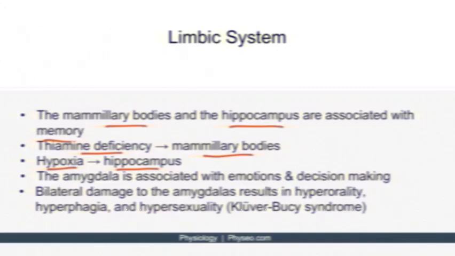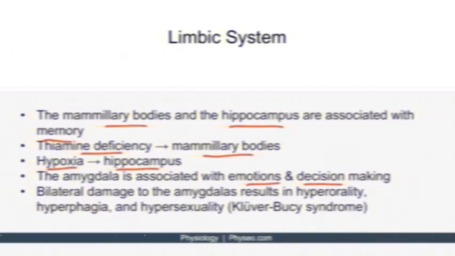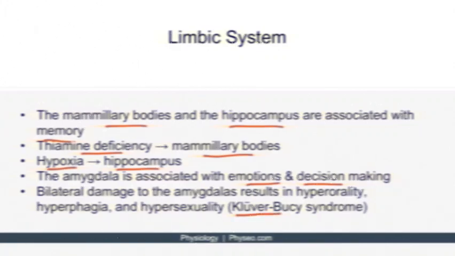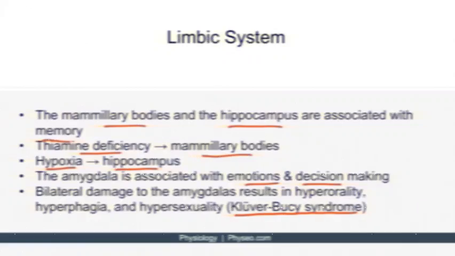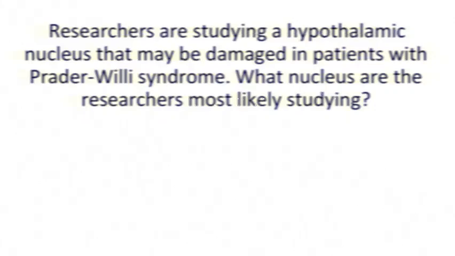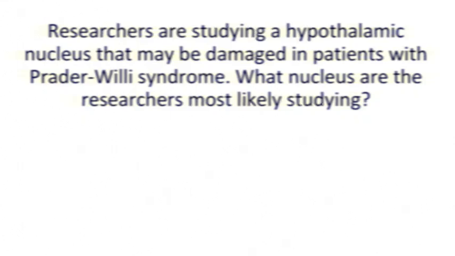The amygdala is associated with emotions and decision-making, and bilateral damage to the amygdalas results in hyperorality, hyperphagia, and hypersexuality, which is a syndrome called Kluver-Bucy syndrome. Okay, let's wrap up this section with a few questions. Researchers are studying a hypothalamic nucleus that may be damaged in patients with Prader-Willi syndrome. What nucleus are the researchers most likely studying?